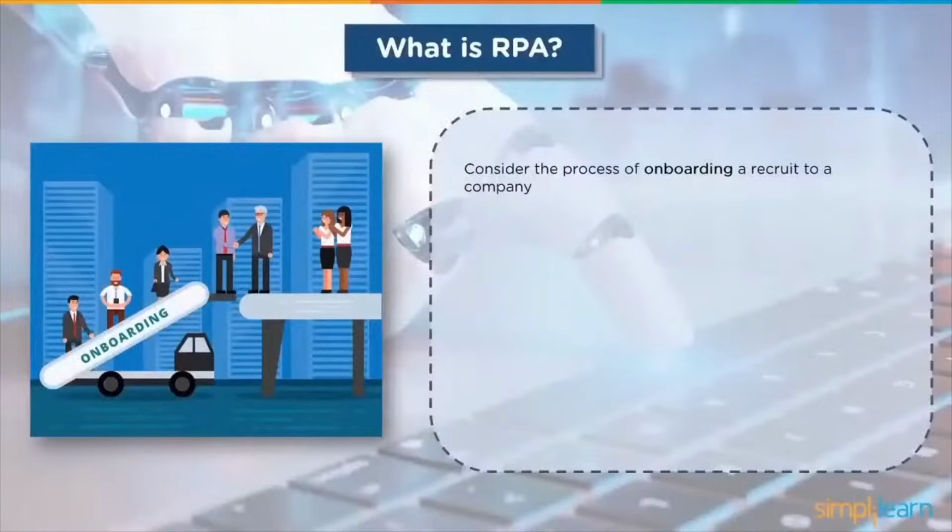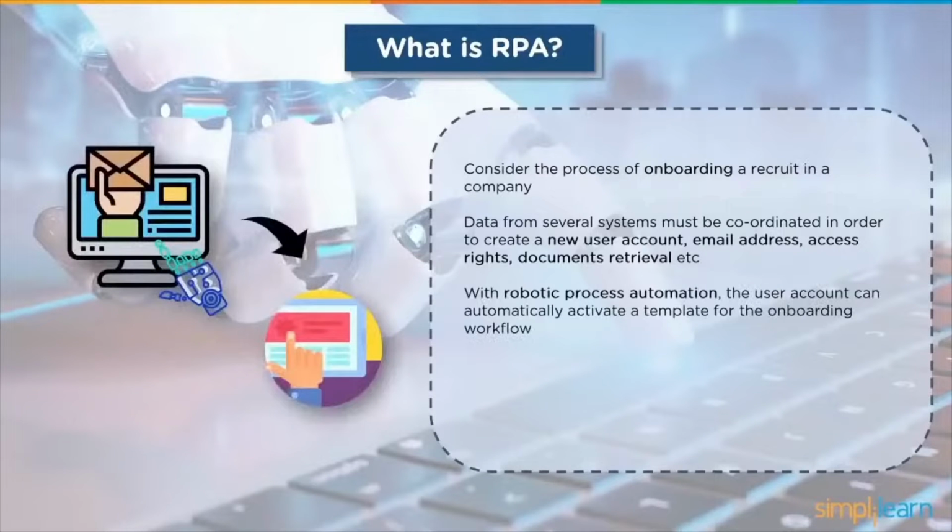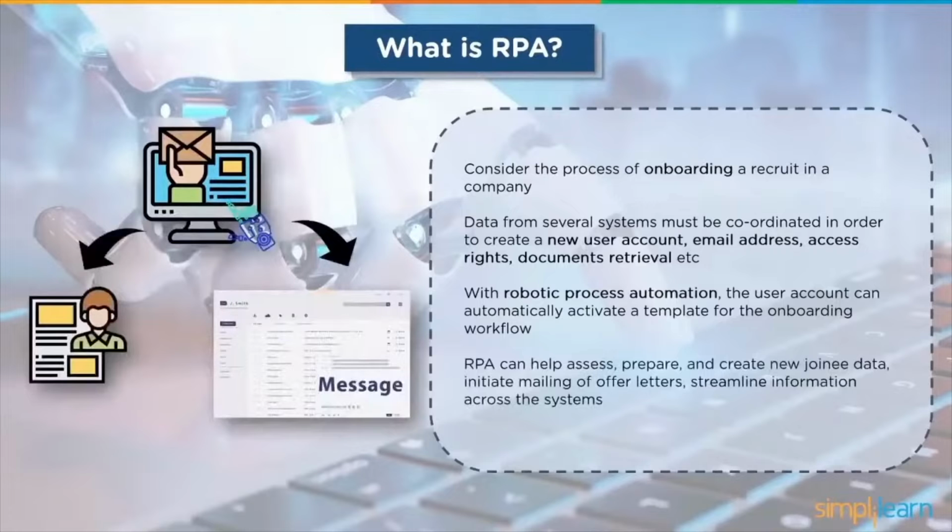Consider the process of onboarding a recruit to your organization. The whole process will involve tasks like creating a new user account, a new email address, access rights, documents retrieval, and so on. So instead of doing all of this manually, one can automate the process. So with RPA, the user can automatically activate a template for the onboarding workflow. RPA can help assess, prepare, and create new joinee data, initiate mailing of offer letters, and streamline the information across different systems.